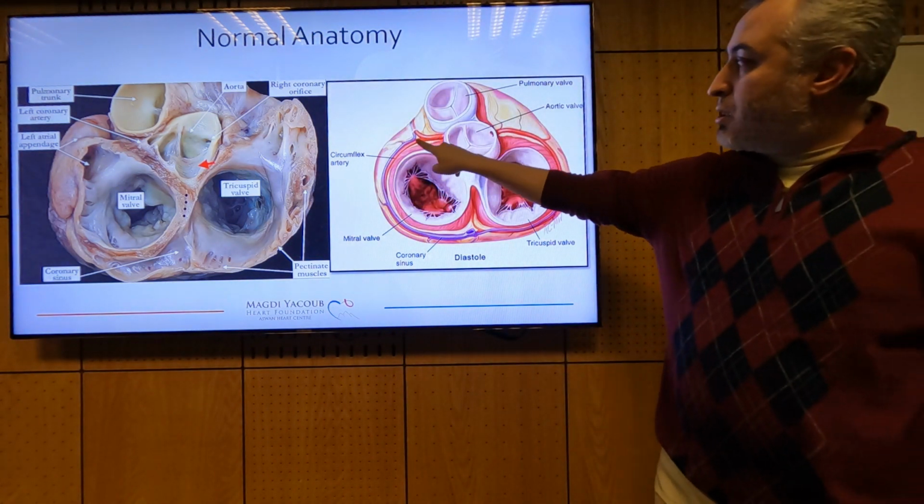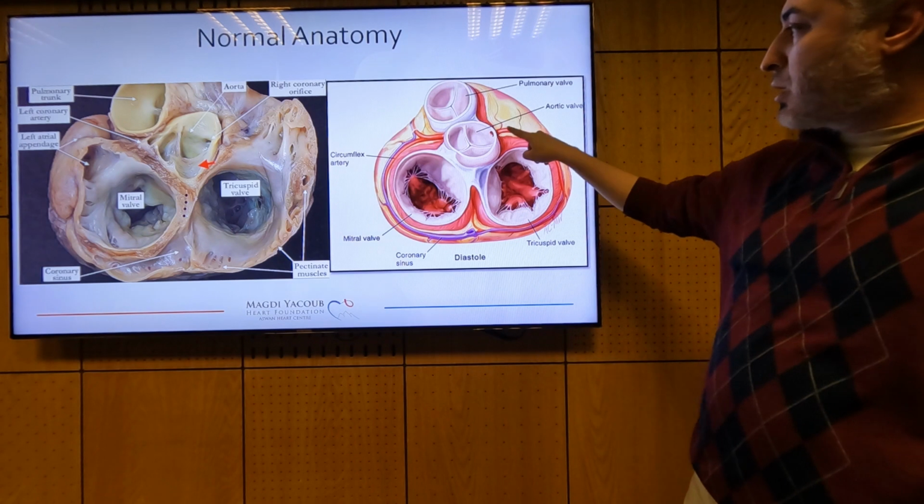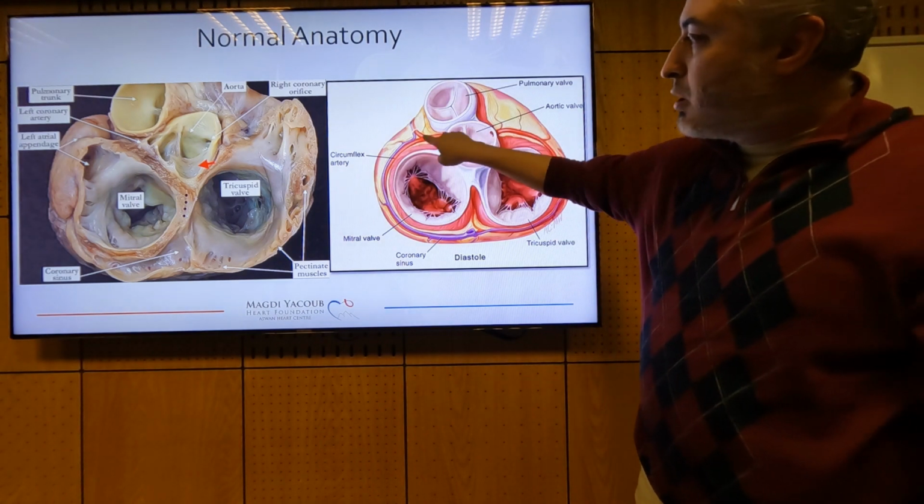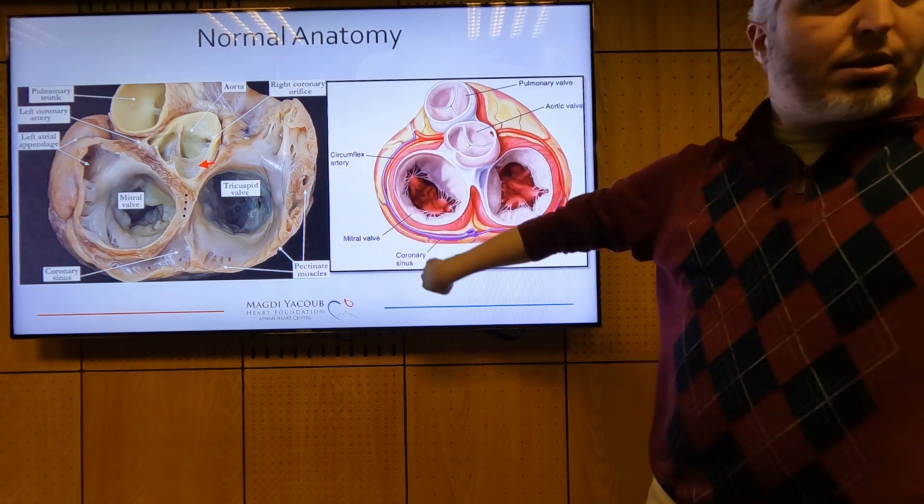You can see here coronary arteries. So this is the right coronary artery going in the right AV groove, left coronary artery giving LAD and circumflex.